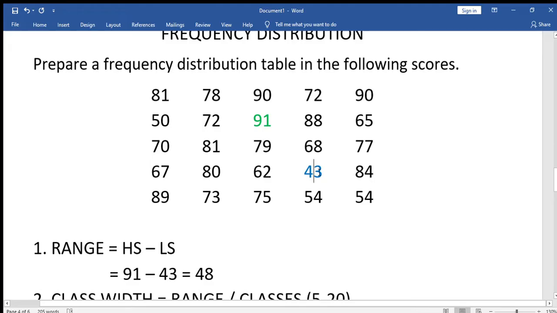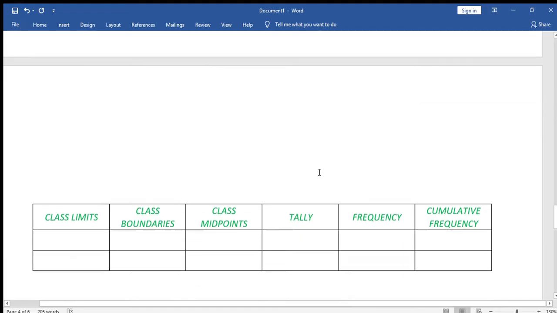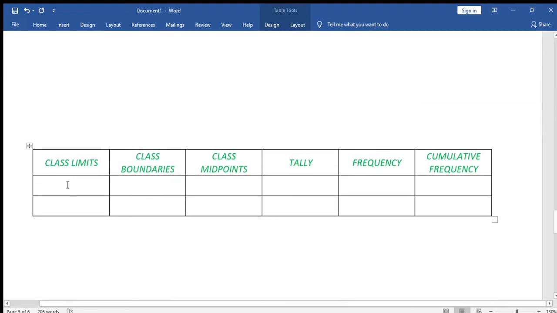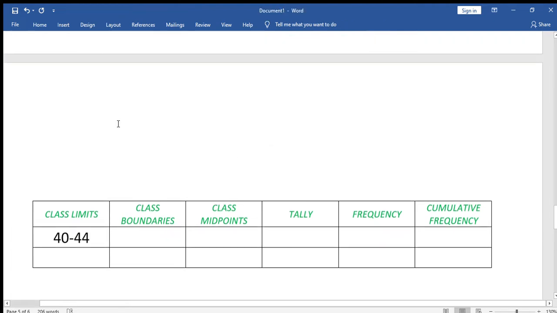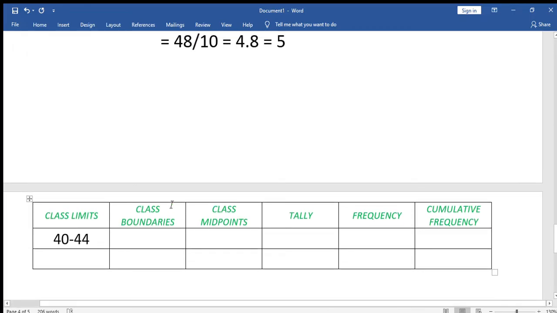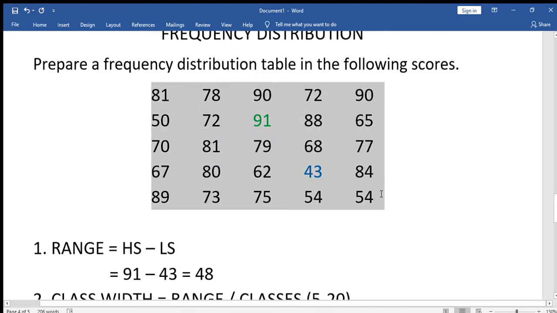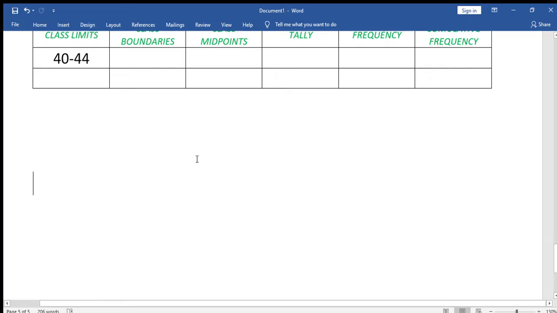So we are going to adjust it below. So our first class limit now is equal to 40. 40 to 44. Why 40 to 44? Simply because our class width is equal to 5, correct? It's equal to 5. And yet, we need to consider that our lower boundary, our lowest score should be divisible by 5. Okay, I'll put it here so that it would be easier for us to tally.